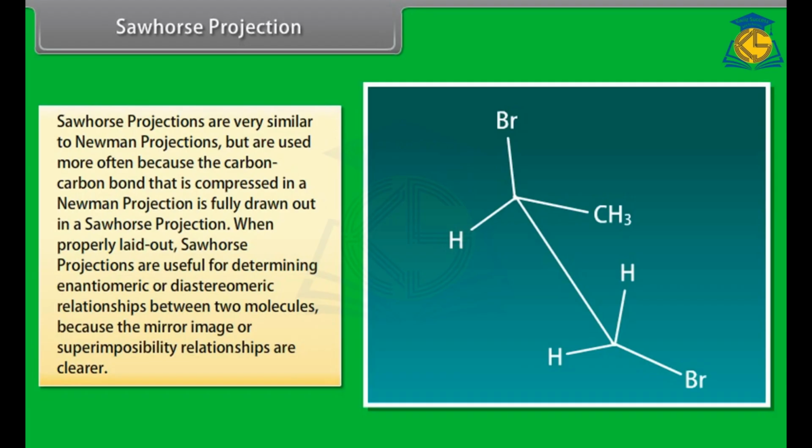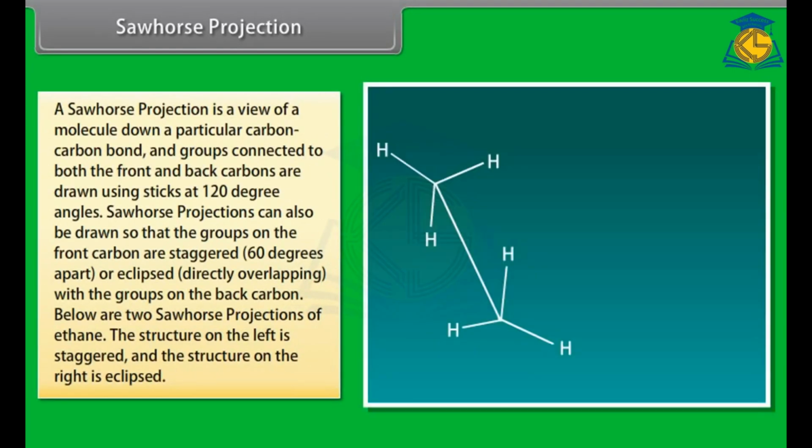Sawhorse projections are very similar to Newman projections, but are used more often because the carbon-carbon bond that is compressed in a Newman projection is fully drawn out in a sawhorse projection. When properly laid out, sawhorse projections are useful for determining enantiomeric and diastereomeric relationships between two molecules because the mirror image or superimposability relationships are clearer.